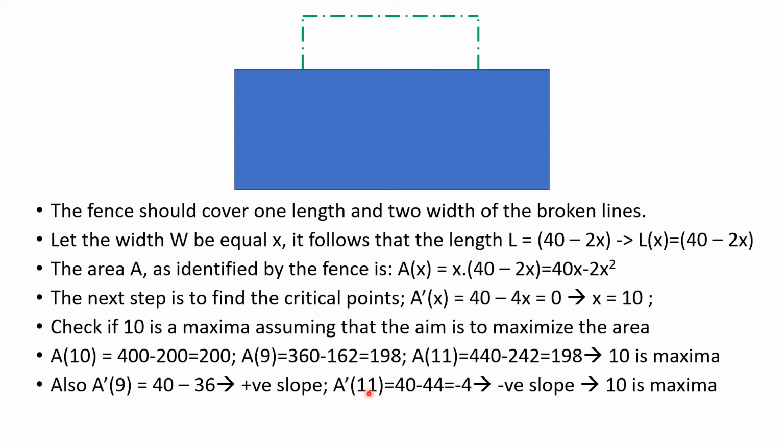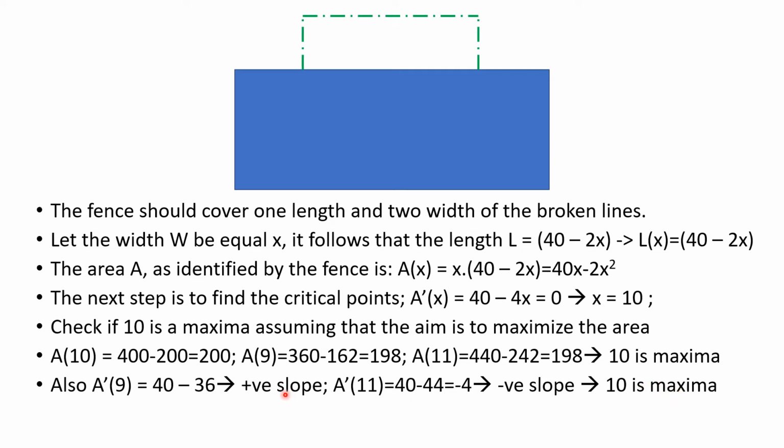A prime of 11 is going to be equal to 40 minus 44, because A prime is 40 minus 4x. So 40 minus 44 is equal to minus 4, which is negative. So since to the left of 10 is positive and to the right of 10 is negative, then we know that the point 10 is actually a maxima.